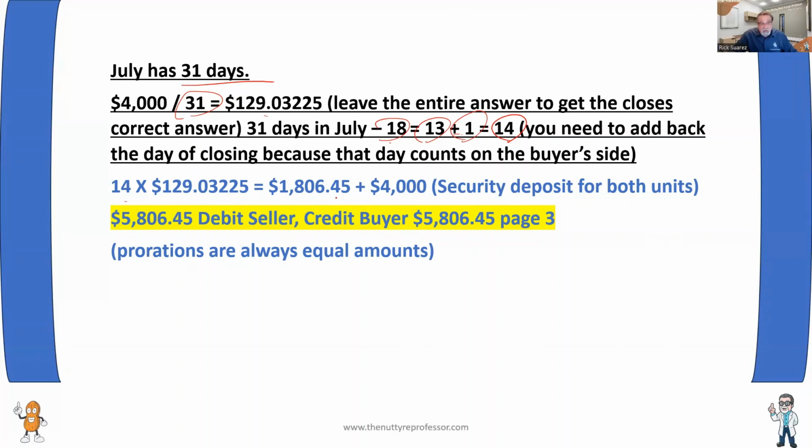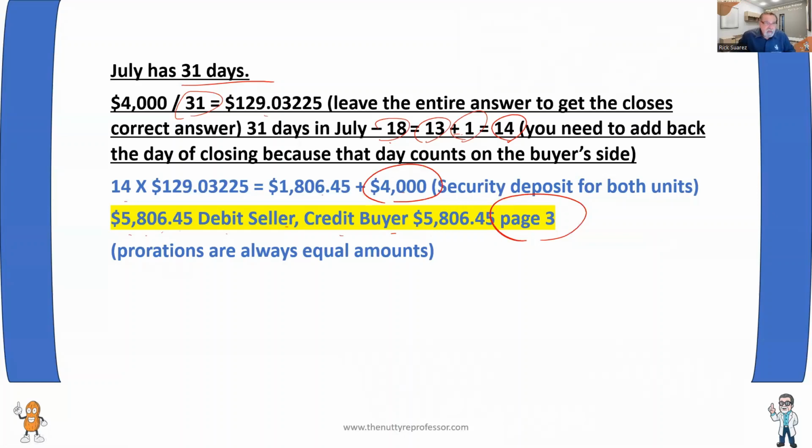Now, 14 times 129.03225 equals 1,806.45. And then you have plus 4,000 in security deposits for both units, right? Because each unit had 2,000. So 2,000 each is 4,000. And then here you're going to add them both, it's 5,806.45, debit seller, credit buyer, 5,806.45, and page 3.